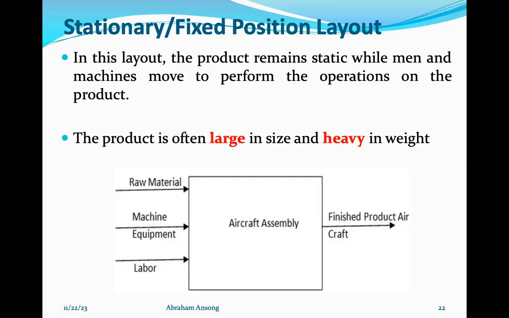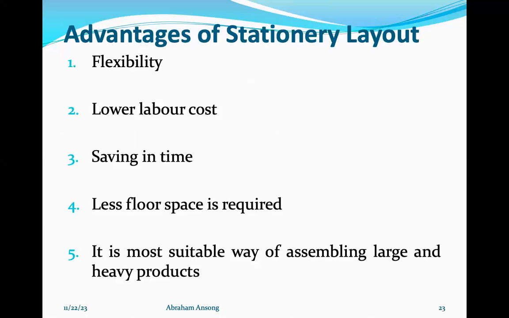So with fixed position or stationary layout, as the name suggests, the manufacturing is for some heavy products, normally large in size, such that you cannot use the earlier layout methods that we've spoken about. Rather, you have to bring everything that you need in order to manufacture or produce that particular product at one position or one location to undertake that particular production.